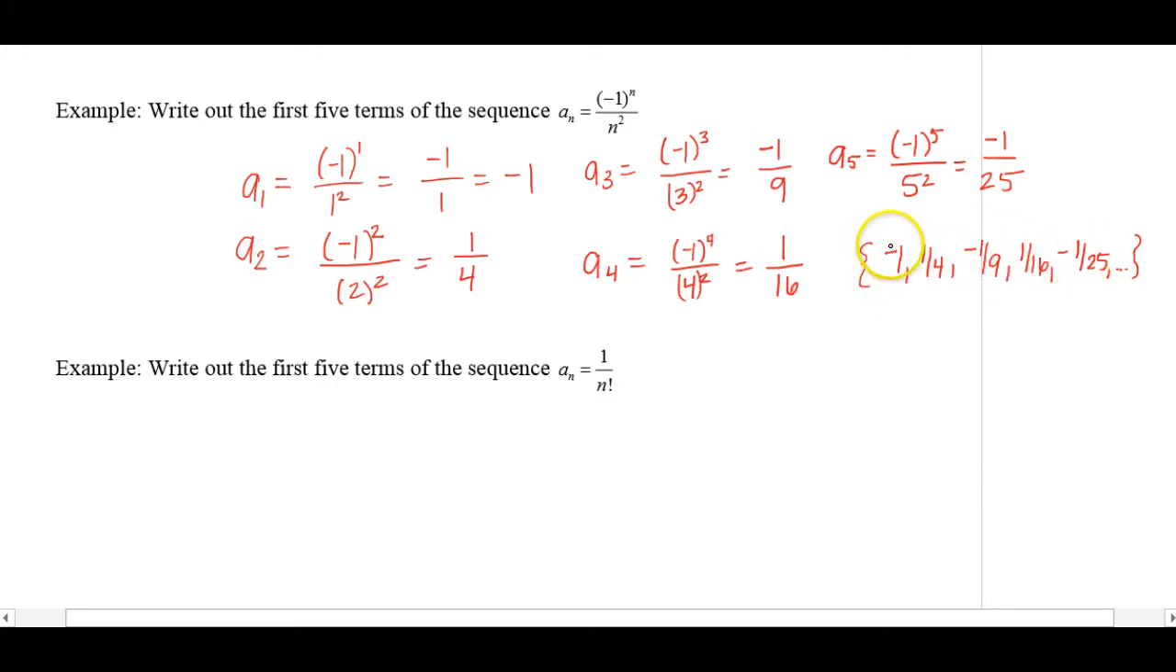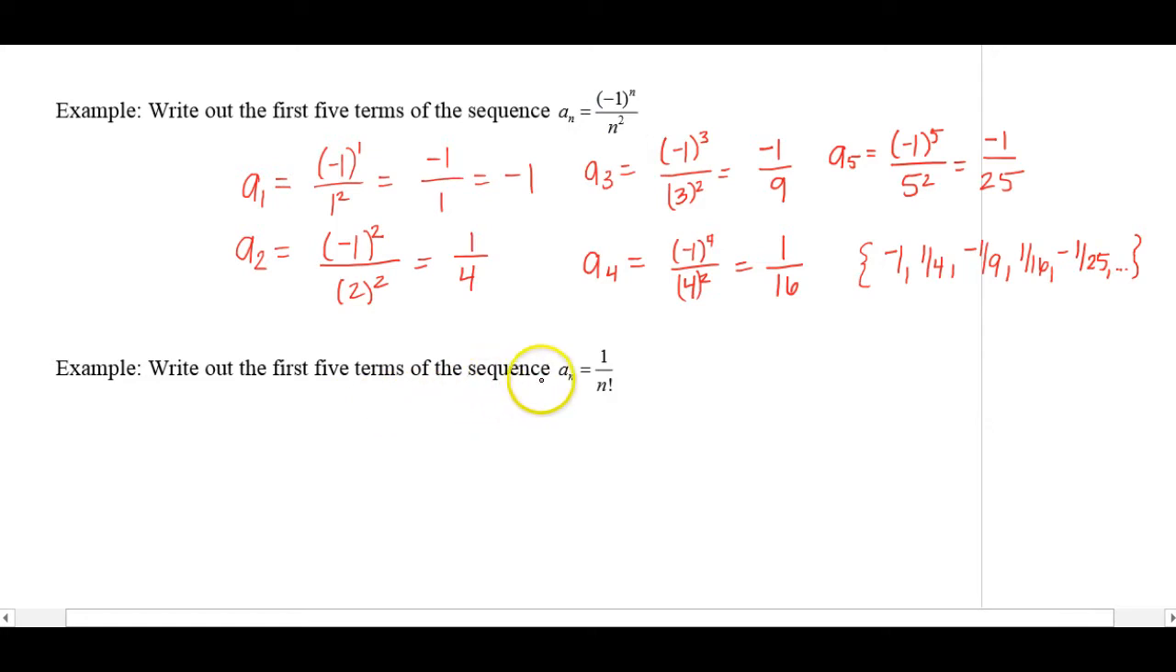So I started out with a negative number, and then positive, negative, and that trend is going to continue due to this numerator, negative 1 to the n, that forces the sign to alternate. So now let's take a look at the next example.